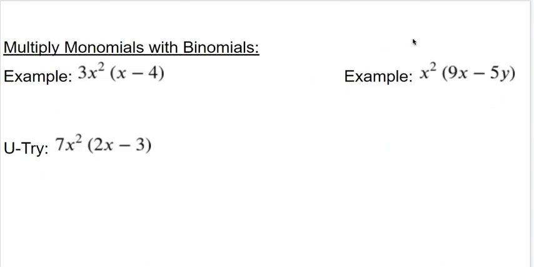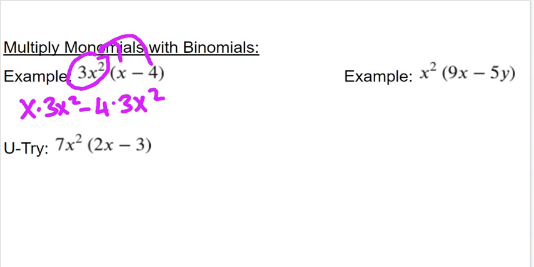Now we are going to multiply a monomial with a binomial. The process works like this. We are going to take the monomial that's outside the parenthesis and multiply that monomial with both terms that are inside of the parentheses. So we are distributing the outside term to inside of the parentheses in multiplication. So our problem turns into x times 3x squared minus 4 times 3x squared, which is equal to 3x cubed minus 12x squared as our final answer.